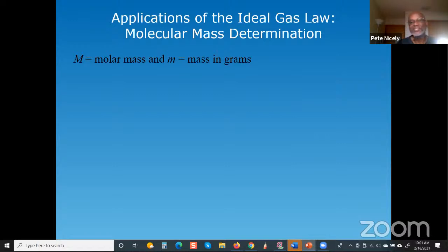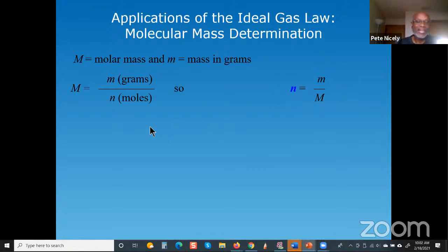So what I'm going to do here is use uppercase M to represent the molar mass, which of course is the mass per mole of a substance, and lowercase m represents the mass in grams, right? So if we're going to use these two symbols to represent these two different terms, then the relationship between them is given by this equation. The molar mass is equal to the mass in grams divided by the number of moles, which can be rearranged algebraically to give you this relationship. The number of moles is equal to the mass in grams divided by the molar mass, all right? So this is something that we have to keep in mind here.